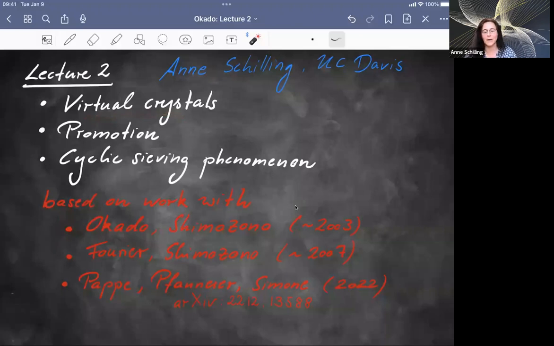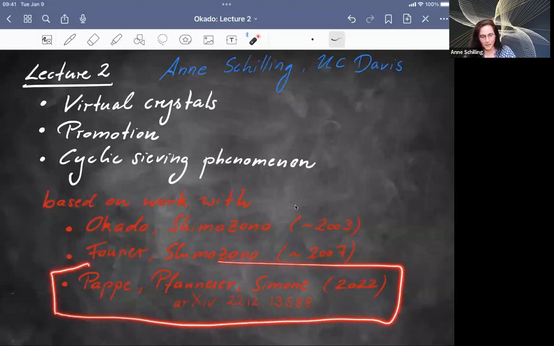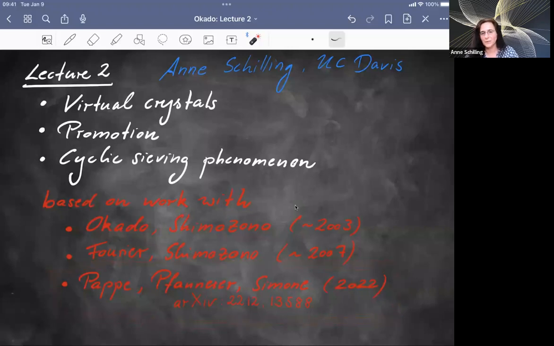And when I talk about the cyclic sieving phenomenon, this is partially based on work with Fourier and Shimozono. But the main work that I will actually talk about today is a preprint I wrote with Joseph Pape, Stefan Pfannerer, and Mary Claire Simon. Joseph Pape and Mary Claire Simon are two current students of mine, and Stefan Pfannerer is a student of Martin Ruby in Vienna. And here's the preprint number that this is based on.